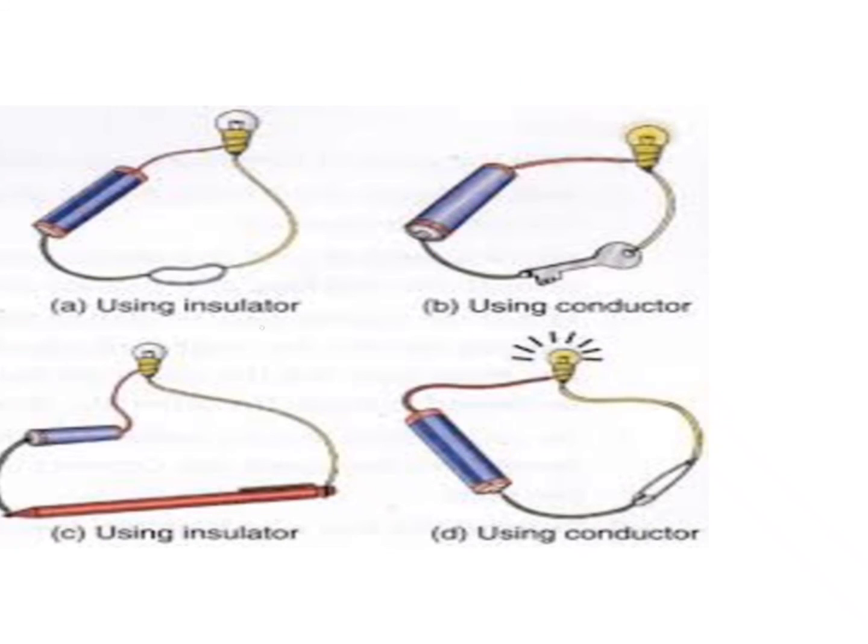Here they have taken different materials. In the first case, they have taken metals, a key and a safety pin. In both cases, we saw that the bulb glows. That means they are very good conductors of electricity. They allow the flow of current through them.